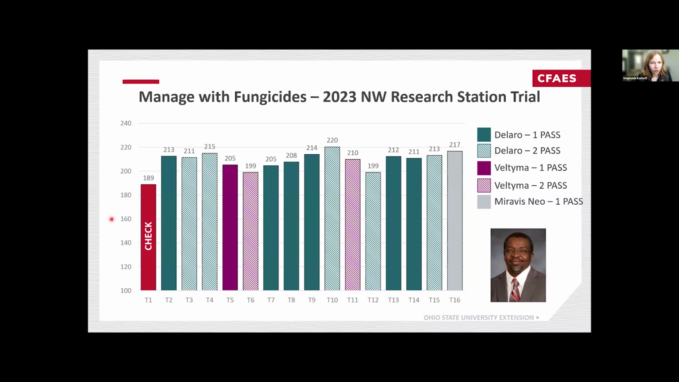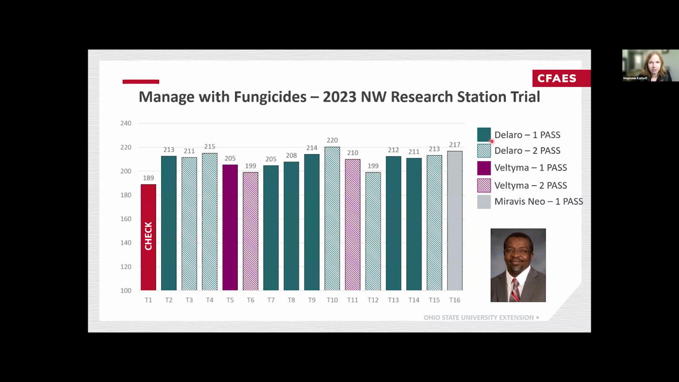And the first takeaway here is, compared to this check that had no fungicide applied, all of these other treatments that had any fungicide applied, whether it was a 1-pass, 2-pass, varying products or timing or rates, they all out yielded that untreated check.